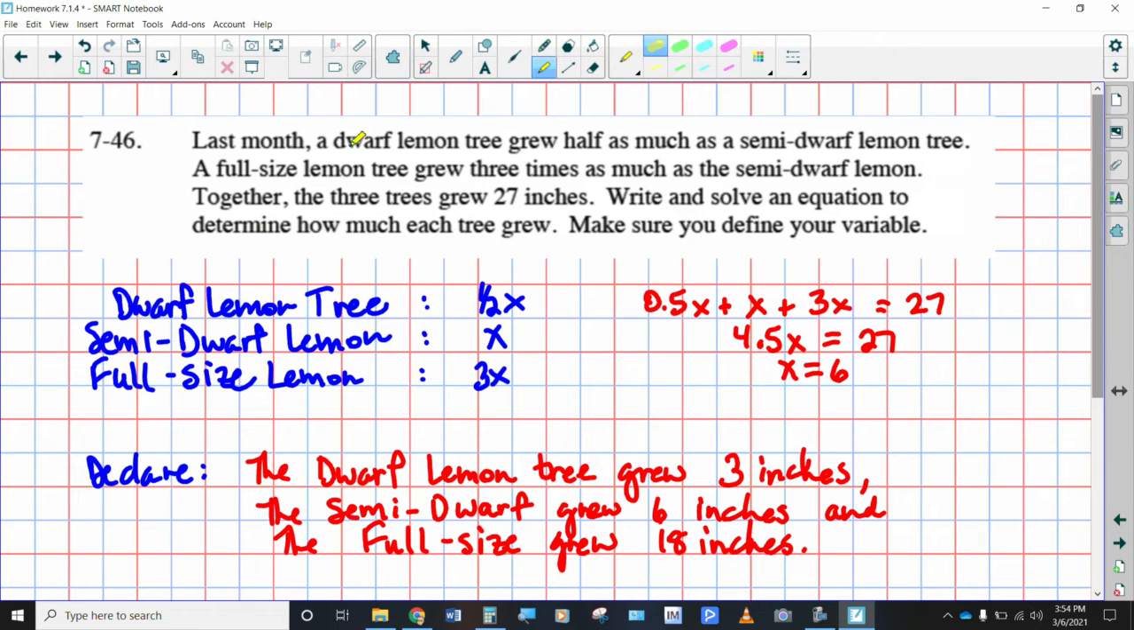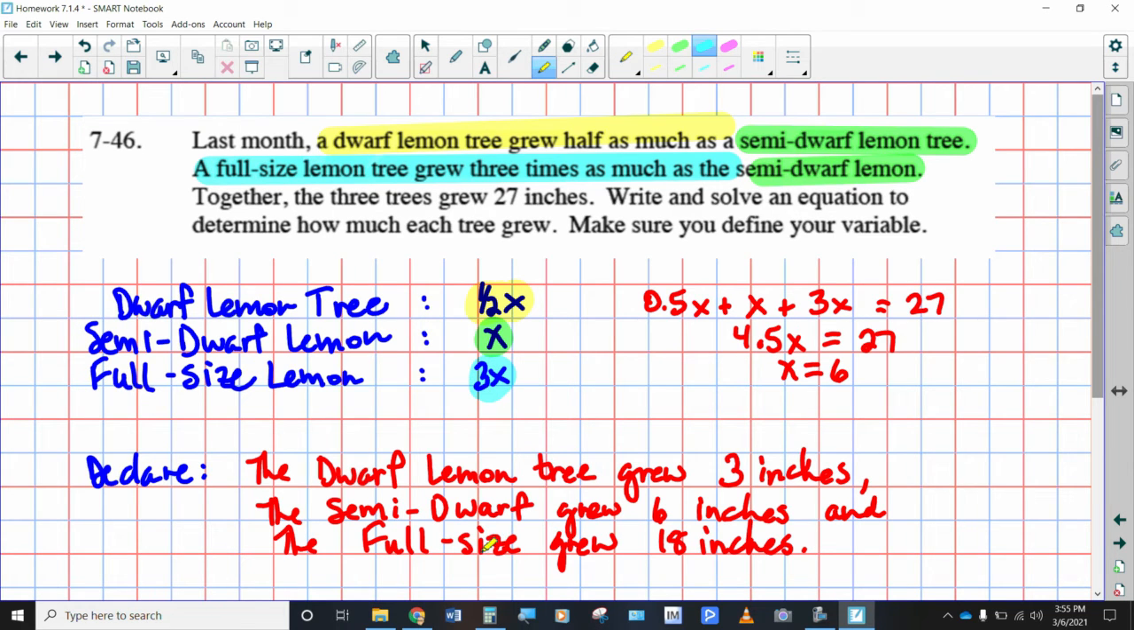All right, so let's read this again. You got a dwarf lemon tree that grew half as much as a semi-dwarf lemon tree, and then you've got a full-size lemon tree that grew 3 times as much as the semi-dwarf lemon tree. Since both the dwarf and the full-size lemon tree are being compared to the semi-dwarf, we should make the semi-dwarf x. That would make the dwarf lemon tree 1/2 of x, because it grew by half as much, and it would make the full-size lemon tree 3 times x.